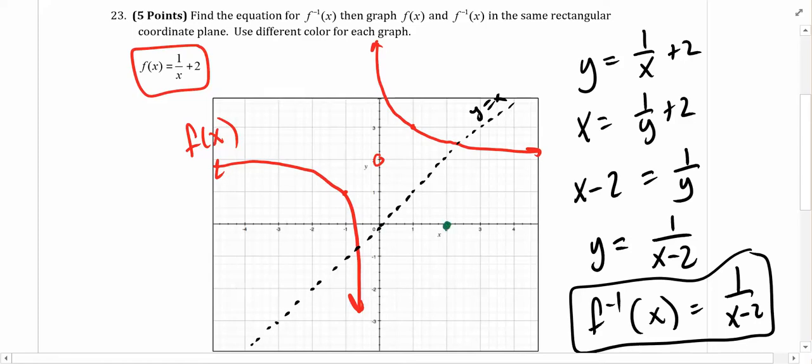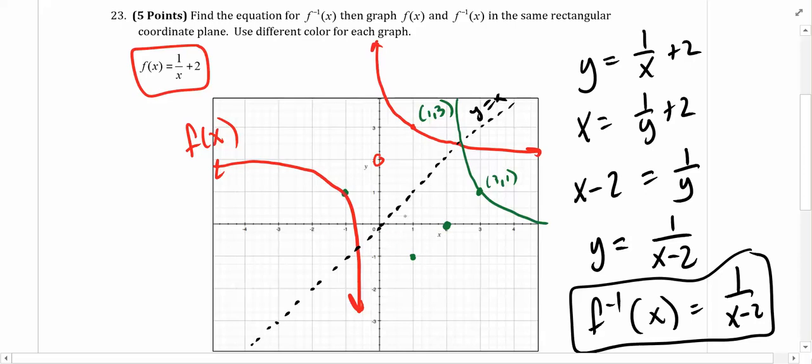So this point here is the point 1, 3 on my regular function, so I'm going to have the point 3, 1, and there's that point right there, 3, 1. And this is the point negative 1, 1, so if I switch those I'm going to have 1, negative 1. So then the graph would be looking something like this, and then it would be coming down and looking something like this.